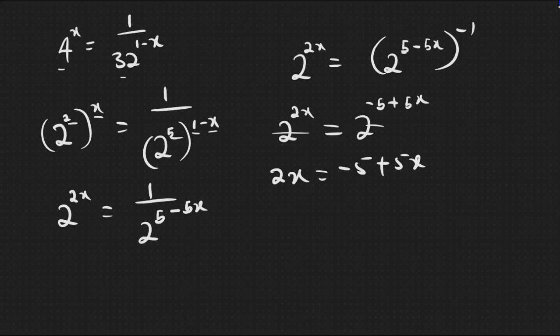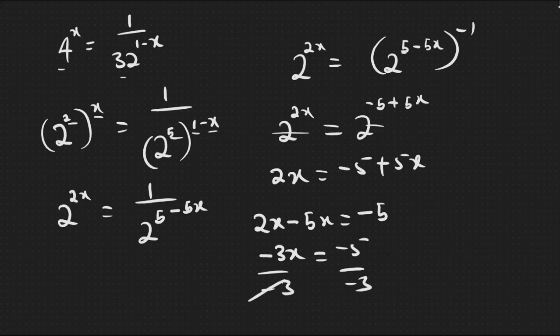So equating the base, we have 2x is equal to minus 5 plus 5x. So this one here is going to be collecting like terms. We have 2x minus 5x is equal to minus 5. So 2 minus 5 is going to be minus 3x equals to minus 5. Divide both sides by minus 3. This minus sign cancels the minus sign, and therefore x is equal to 5 divided by 3. It will go 1 time remainder 2 divided by 3. So this is the answer.